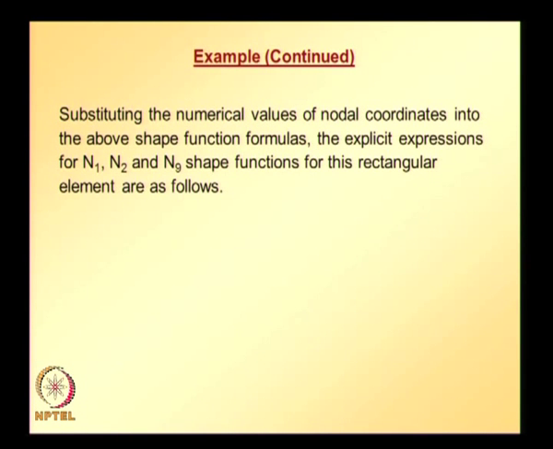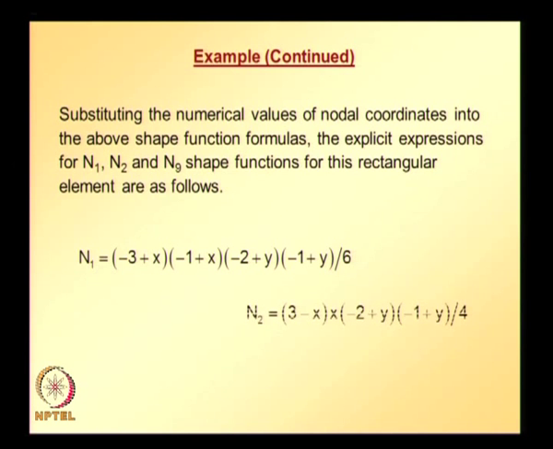Substituting the numerical values of nodal coordinates into the above shape function formulas, we get explicit expressions for the n1, n2, n9 shape functions for this rectangular element. Even though only n1, n2, n9 are shown, we can easily simplify by substituting the nodal coordinates into the previous explicit formulas, and get the shape function expressions for other nodes as well. And to visualize how these shape functions n1 and n2 vary, we can even plot them.